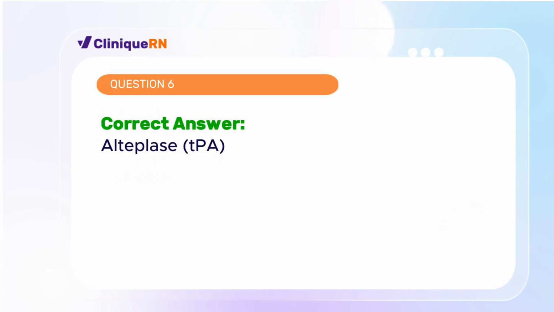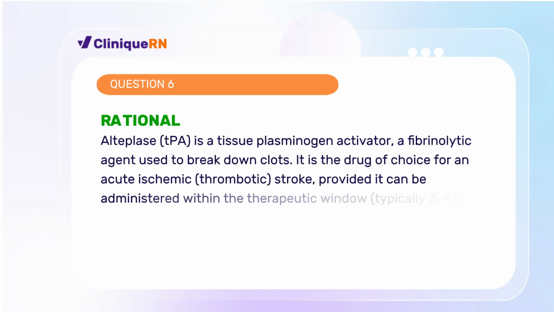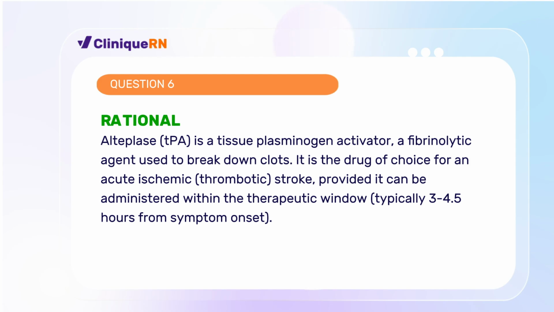Correct answer, 3. Alteplase, TPA. Rationale. Alteplase, TPA, is a tissue plasminogen activator, a fibrinolytic agent used to break down clots. It is the drug of choice for an acute ischemic, thrombotic, stroke, provided it can be administered within the therapeutic window, typically 3 to 4.5 hours from symptom onset.